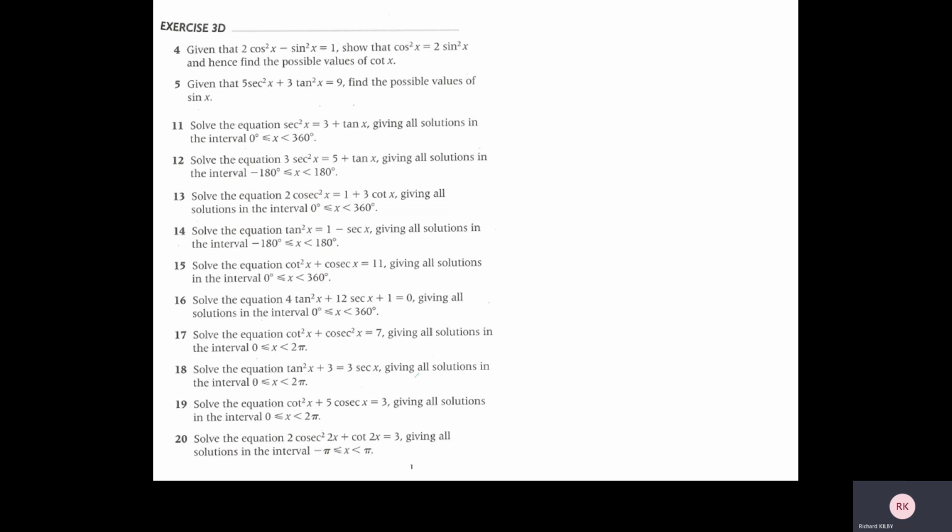Tan squared x equals 4 over 8. Oh, you can just square root. So tan x is plus or minus square root of a half. Okay. But then it asks, does it want the sign? Then it asks for sin x. Which one is this? This is number 5, is it?